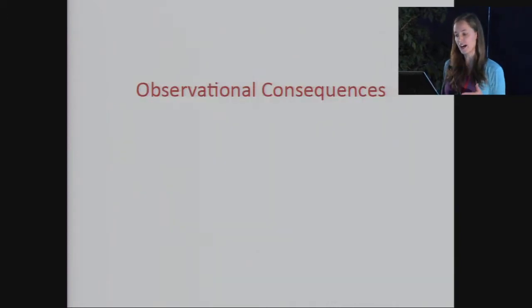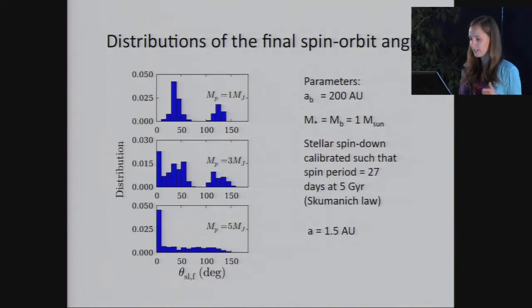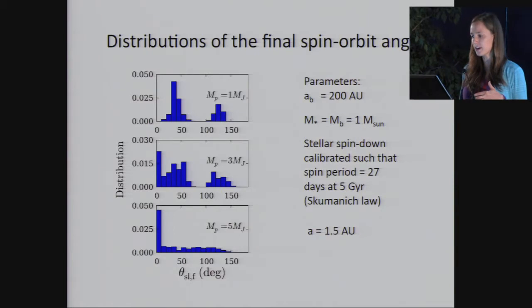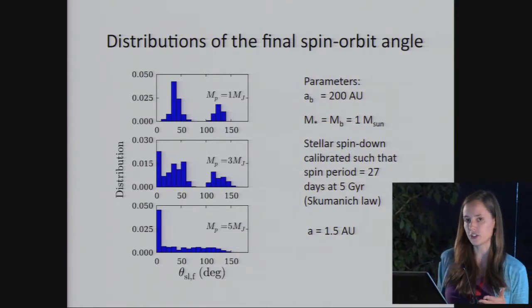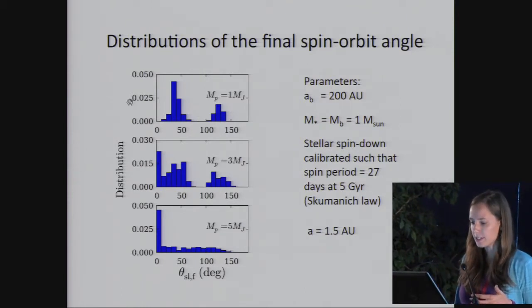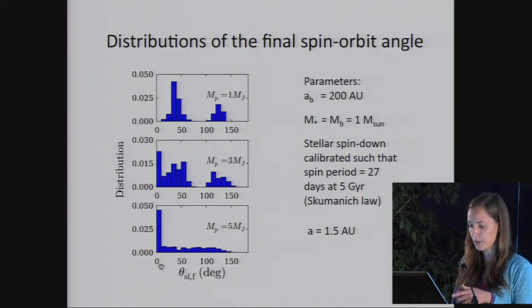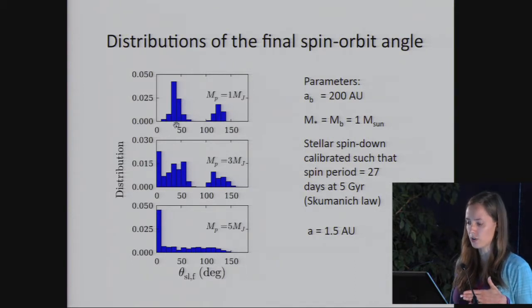Okay, so what are the observational consequences of all this? We looked at the distributions of this final spin-orbit angle for a bunch of different parameters. We started by looking at the dependence on the planet mass, since this determines which regime of evolution we're in. In this top panel, I'm showing histograms of the final angle for a 1 Jupiter mass planet. I'm holding all of the other parameters fixed just to get an idea of how important the planet mass is in the final distribution.